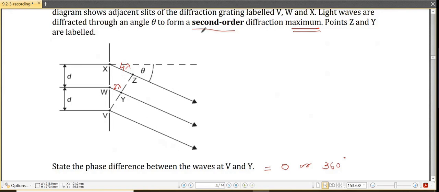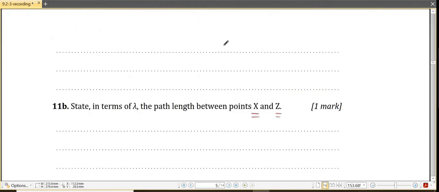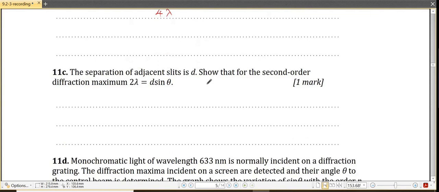If it was a first order, WY will be 1 lambda, XZ will be 2 lambda. If it was a third order, WY will be 3 lambda, XZ will be 6 lambda. So you need to be careful about the order of diffraction that they are giving. Therefore, I will say here the path difference will be 4 lambda. Now, the separation of adjacent slits is d.